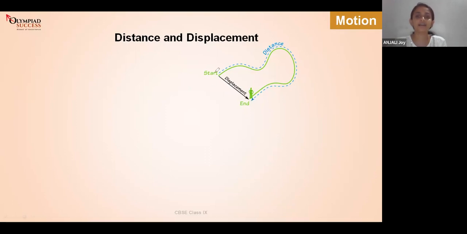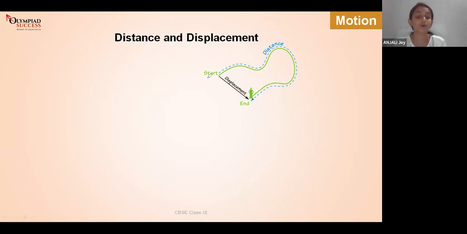Okay, the man can take any position. The man can start from this position, can take any position to reach the end, right? But what is the shortest distance? It is a straight line between the initial and final position. Can you see over here? To reach the end position, the person can take any way, whatever that person wants. So whatever path he or she travels, that is called distance. But displacement is the shortest distance between the initial and final position.